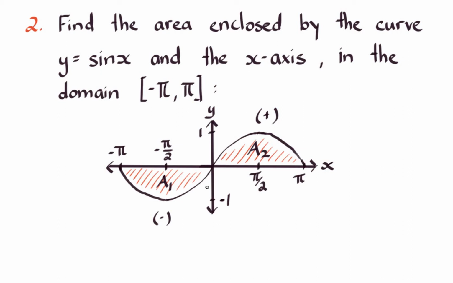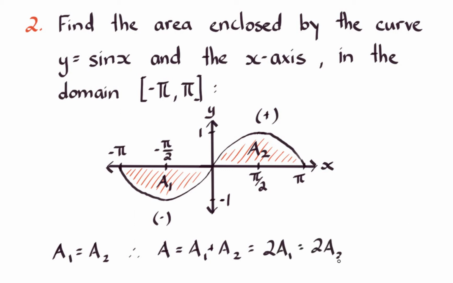But this can allow us to take a little bit of a shortcut for this example. Whether we choose to work out area 1 or area 2 first, because they are equal, then the total area, which we would have said is area 1 plus area 2, we can just express as 2 lots of area 1 or 2 lots of area 2. And so we can actually halve our calculations in this case.